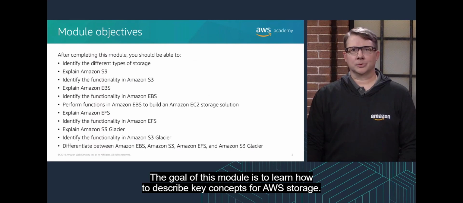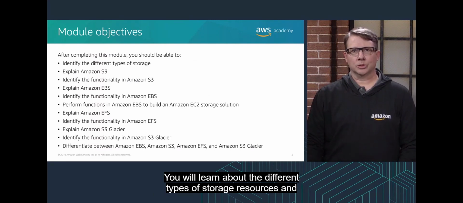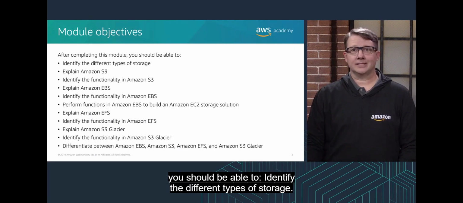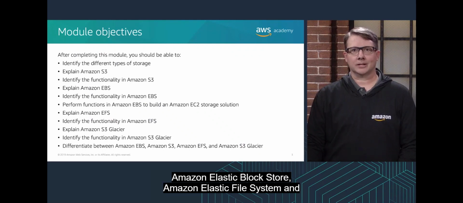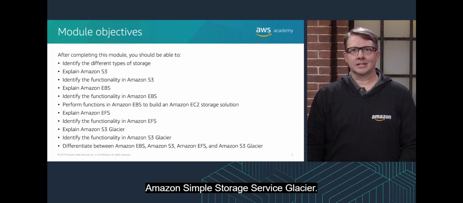The goal of this module is to learn how to describe key concepts for AWS storage. You will learn about the different types of storage resources and review pricing options that affect the cost of storage. After completing this module, you should be able to identify the different types of storage, explain and describe the functionality of Amazon Simple Storage Service, Amazon Elastic Block Store, Amazon Elastic File System, and Amazon Simple Storage Service Glacier.